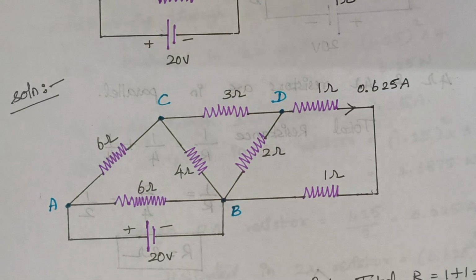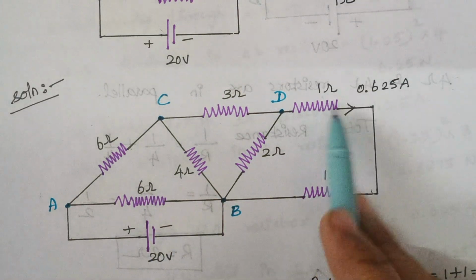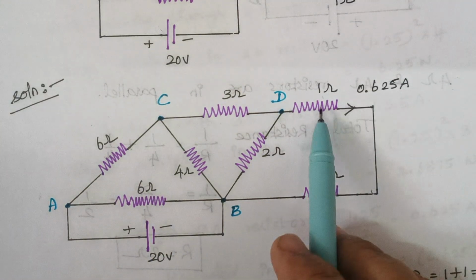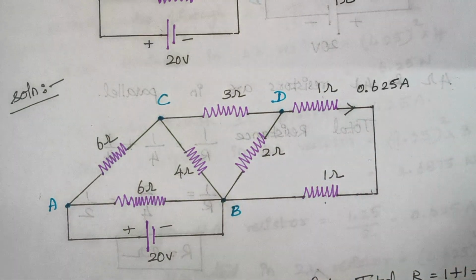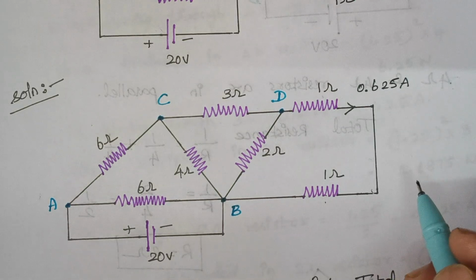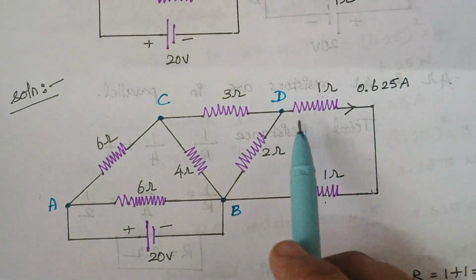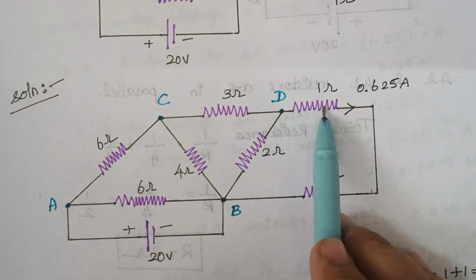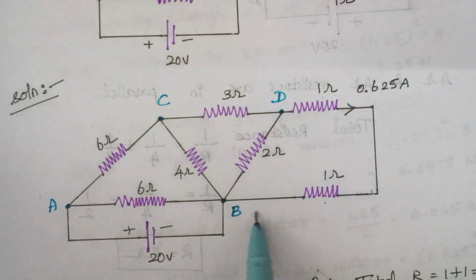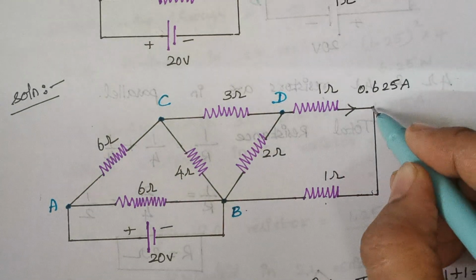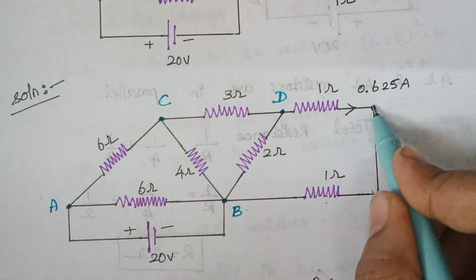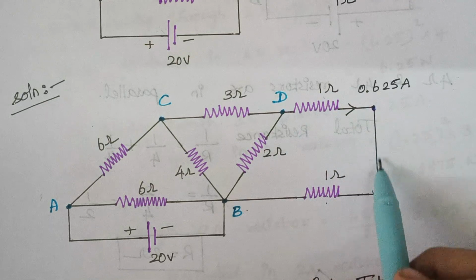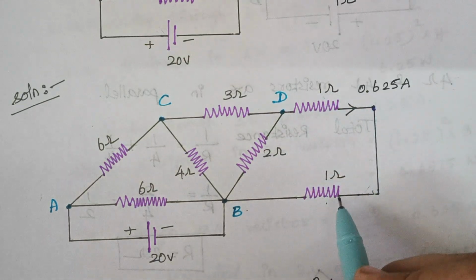The first thing to notice is these two 1 ohm resistors. Can you tell me whether these resistors are connected in series or in parallel? The current flowing through this resistor flows through this resistor also, or the ending point of one resistor becomes the starting point of the next resistor. So these two resistors are connected in series.